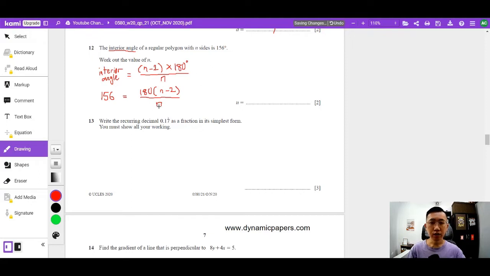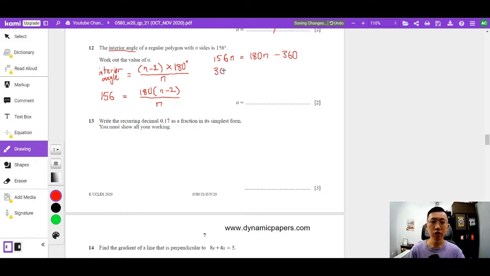You can move this towards the other side to become multiply. So let me do that. 156n equals, expand the top part, 180 times n. So you get 180n. 180 times negative 2 would be minus 360. Then you just solve using your movement of algebra, left and right. So 156n, shift it towards the right, 360, shift it towards the left.